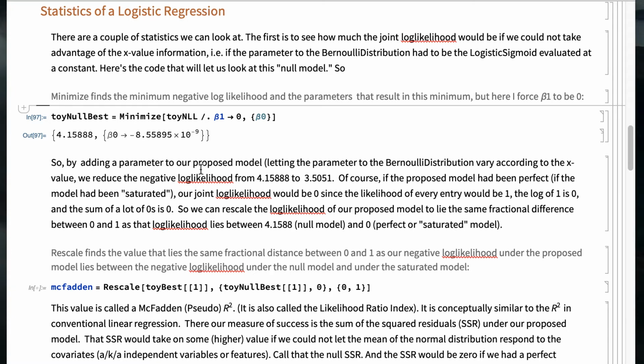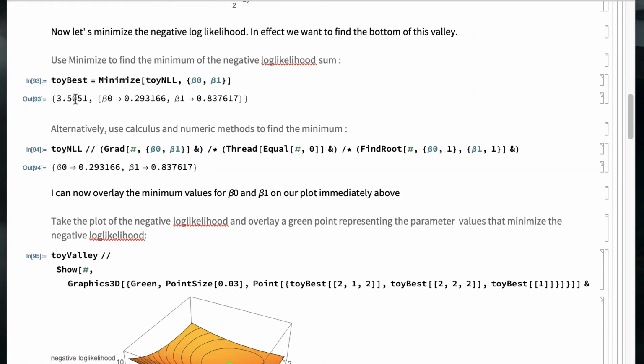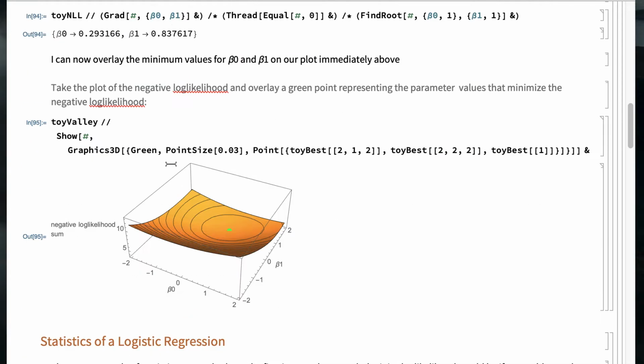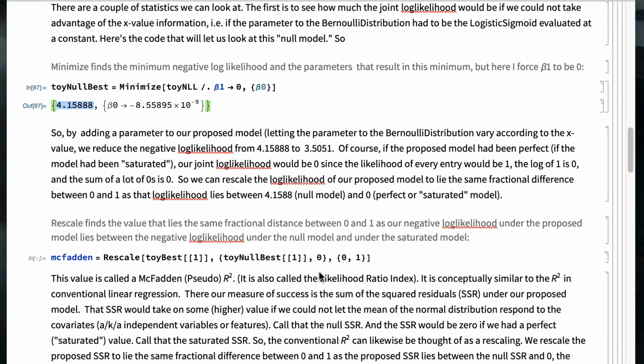Well, by adding a parameter to our proposed model, that is, by letting a parameter of the Bernoulli distribution vary according to the x value, we reduce the negative log likelihood from 4.15888, which is the best we could do if we weren't allowed to use the x information, to 3.5051, which is the best we can do if we are allowed to use the x information. So how far to perfection did we get? We got from 4.15888, which is really bad, to that 3.5 number.